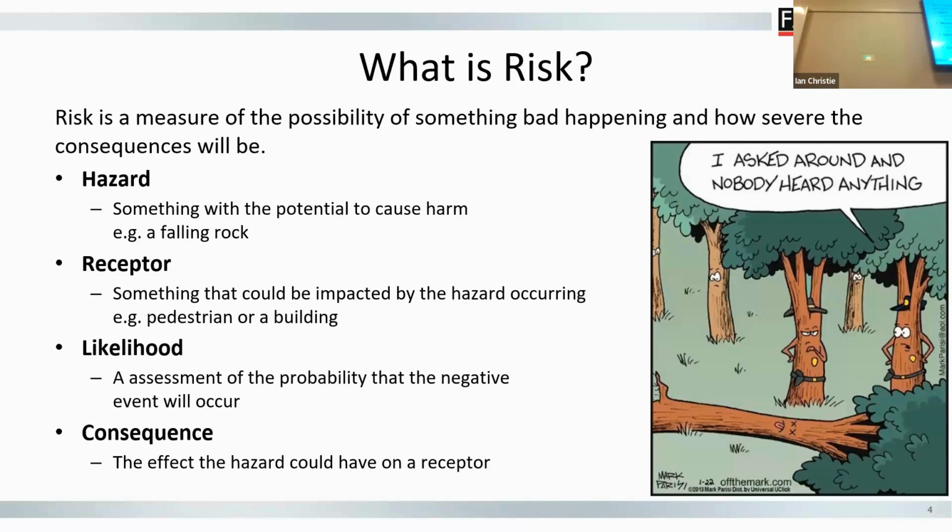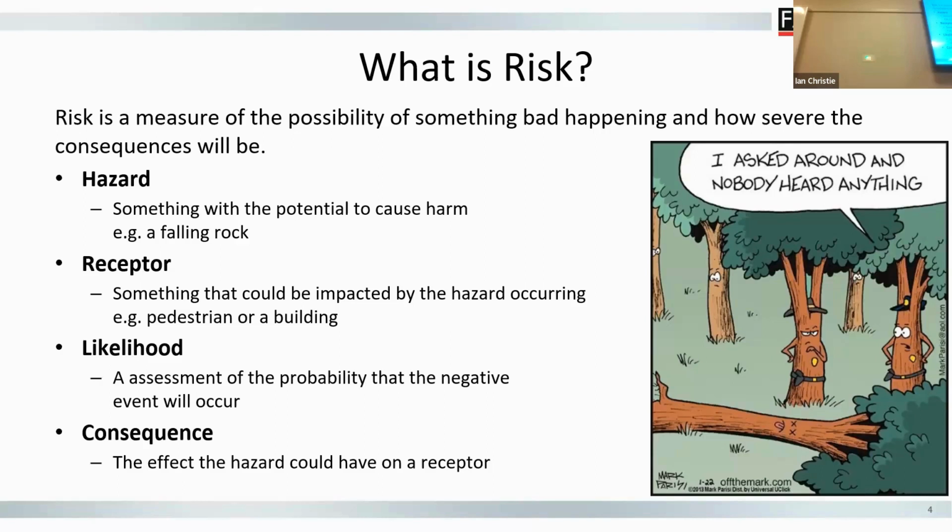So starting at the very start, how do we know if we have a problem with our rock slopes? We first need to try and understand the risk that it may or may not pose. So the first question we'll ask ourselves is, do we have any hazards? Is there something that's got the potential to cause harm? In the context of a rock slope, that's going to be, is there a rockfall or a block that could fall and land on something?